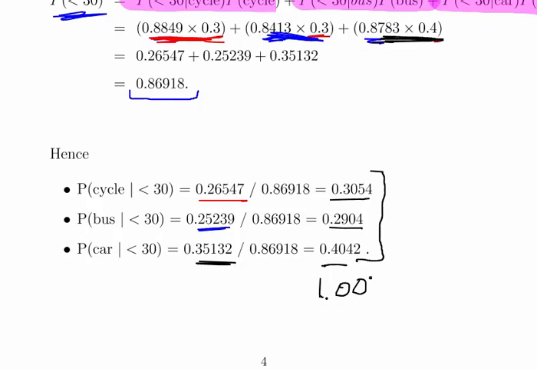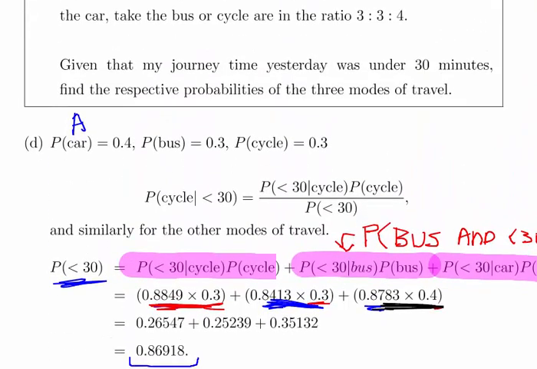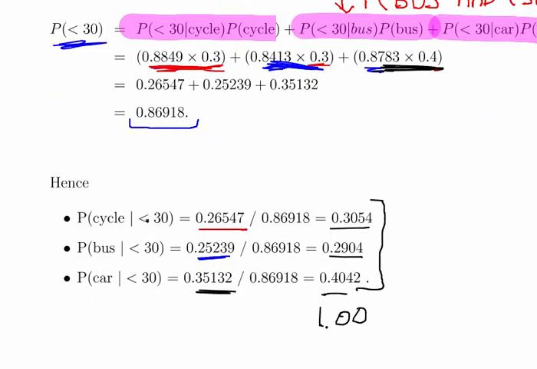So yeah, that's it really. That's what we're being asked to do. The question is, given my journey time yesterday was under 30 minutes, find the respective probabilities of each of the three modes of transport. So given that you're under 30 minutes, what's the probability that I took the bus, the car, or cycled? I forgot about my A thing there, the automobile. Anyway, all right, we'll leave it there.